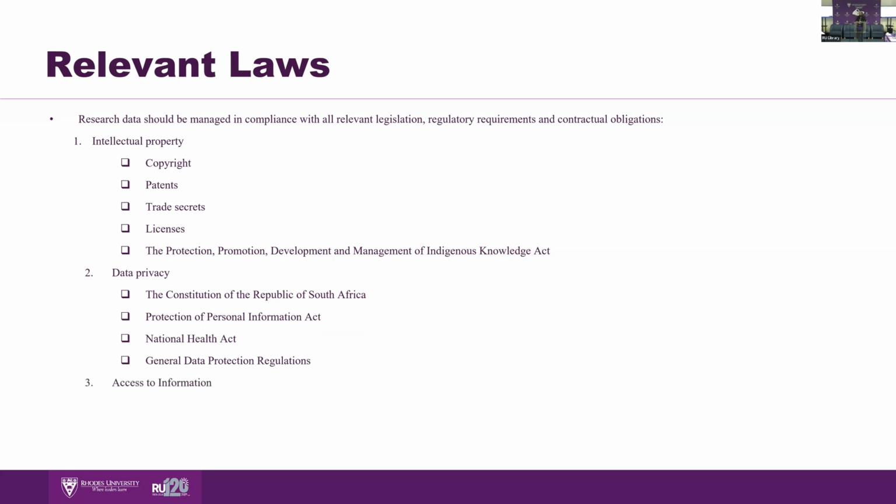The third category is access to information. The relevant law in this case would mainly be the Promotion of Access to Information Act, but it actually derives its authority from the Constitution. There is a provision in the Constitution about promotion of access to information. And then finally, you have research contracts. These four categories are what one would have to take into account when formulating a governance framework relating to research data management.